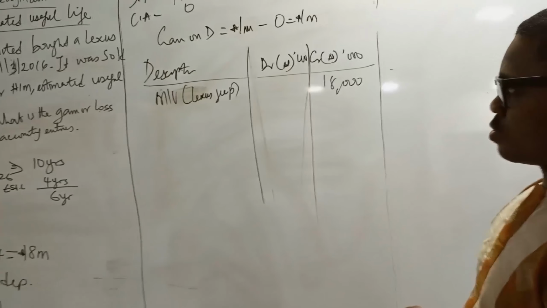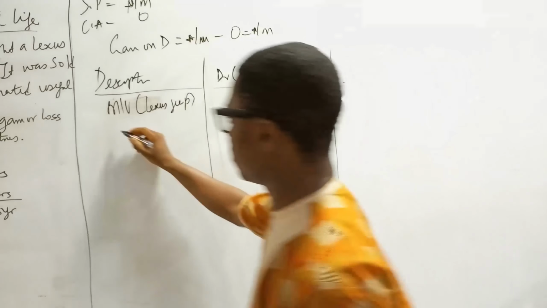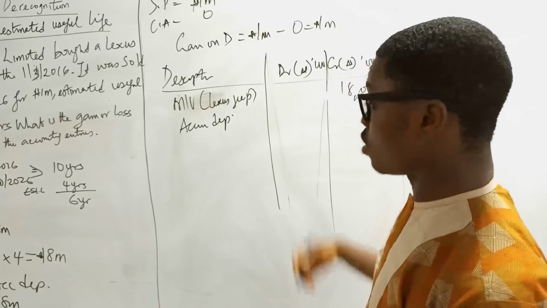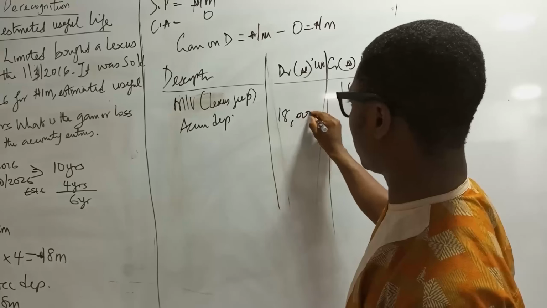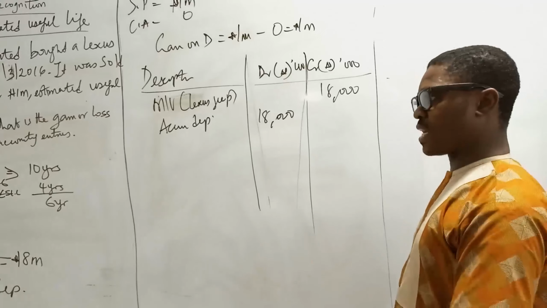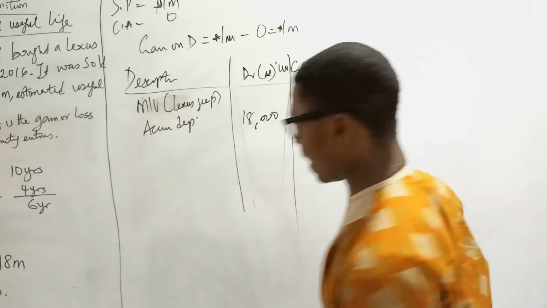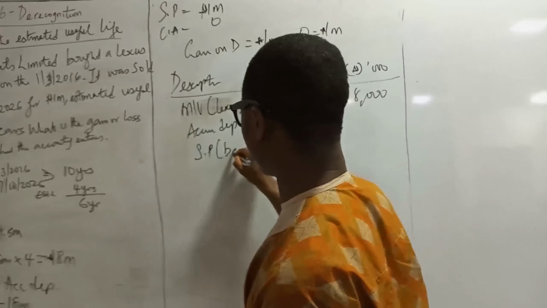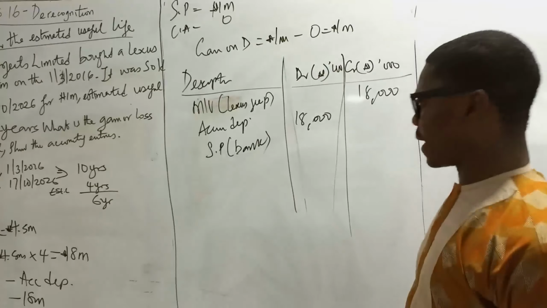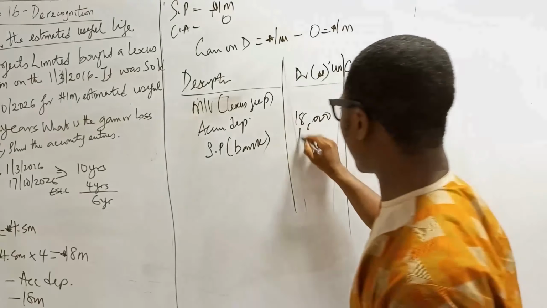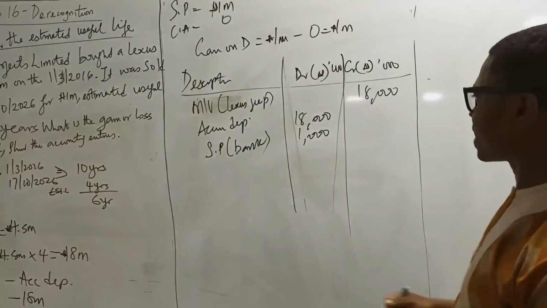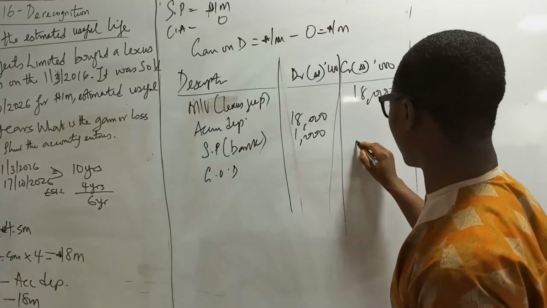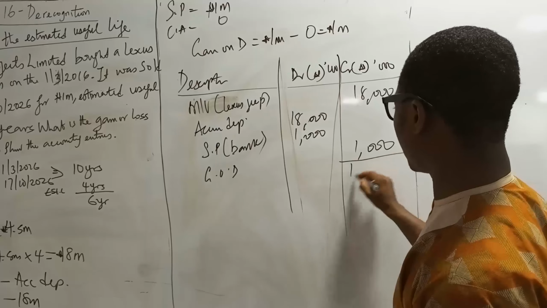What is the accumulated depreciation at the date of disposal? Accumulated depreciation was also 18 million on the date of disposal, because it was disposed of after the estimated useful life. Now, what is the sales proceed? The sales proceeds, which hit the bank account, is 1 million naira. What is the gain on disposal? Gain on disposal is also 1 million naira. And that balances.